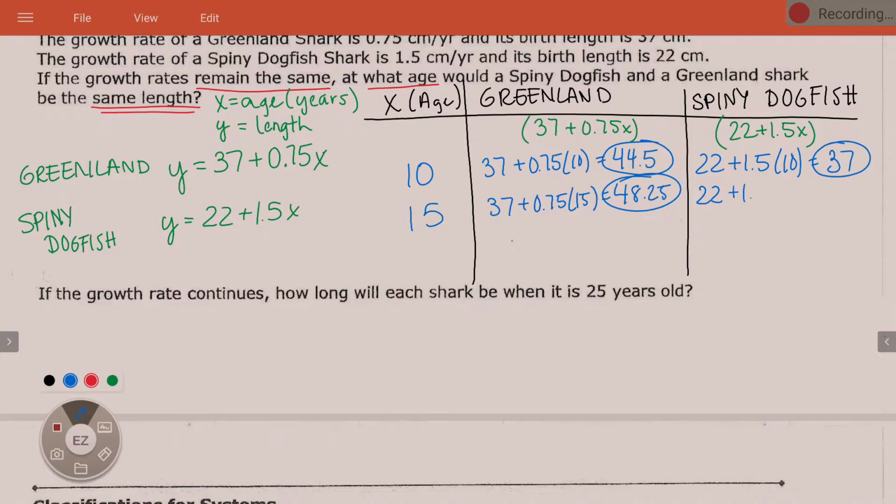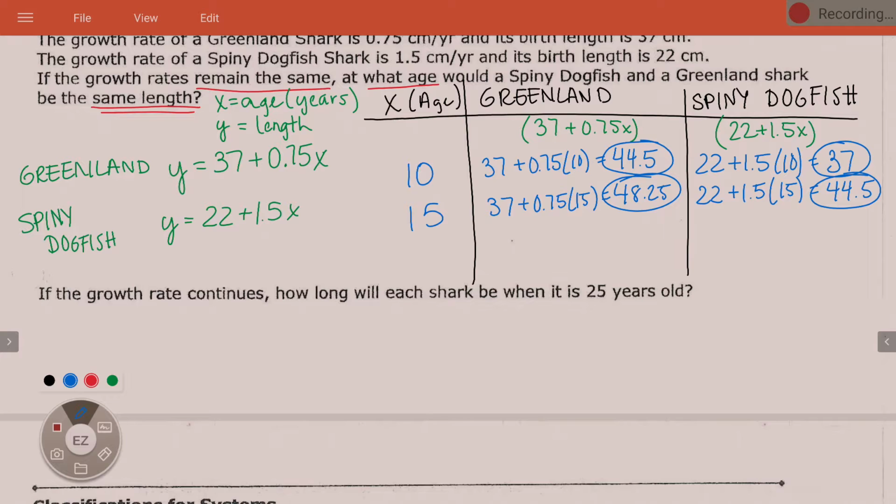22 plus 1.5 times 15 is 44.5. Are we closer? Yeah, because if you look, right now 44 and 48 are only 4 apart. We were more like 7 apart earlier, right? We're getting closer. Now, how do I know I haven't gone too far? Because one hasn't overcome the other. The Greenland started longer, and so if all of a sudden he's not the longer one, we know we've gone too far because the spiny dogfish took him over.